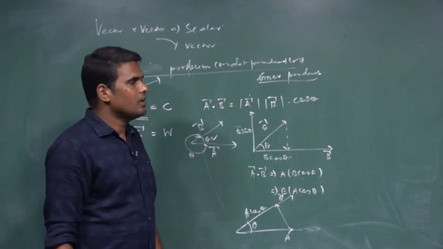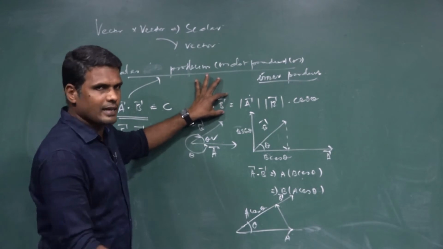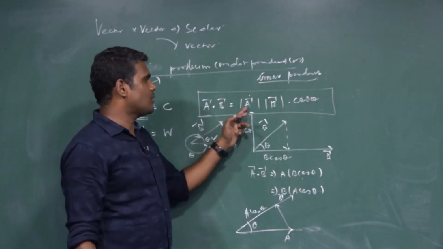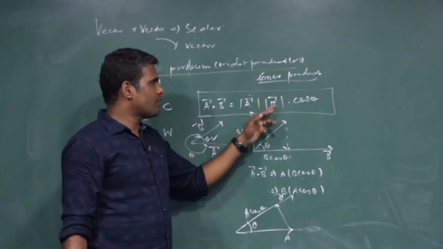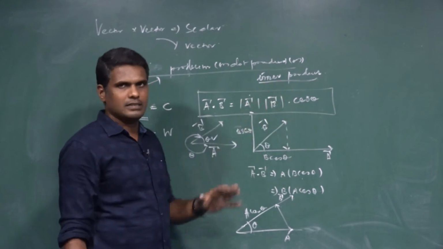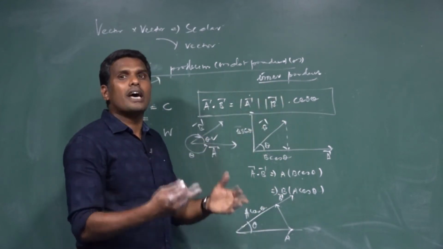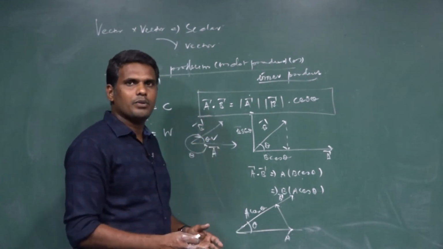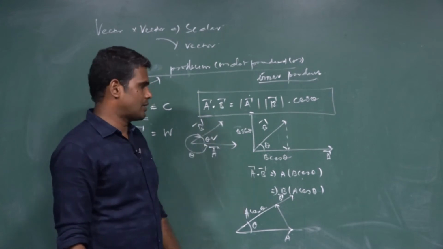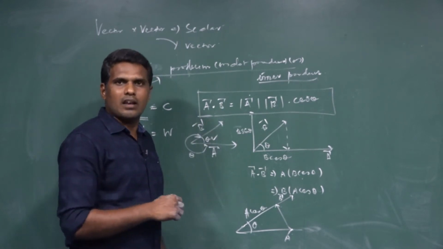So a general representation is that if A vector dot B vector is taken, the resulting value will be modulus of A, modulus of B, cos theta, or else you can simply write AB cos theta, which has only magnitude and has no direction. That is why this dot product is termed a scalar product. Now, we shall speak about the properties of the scalar dot product.